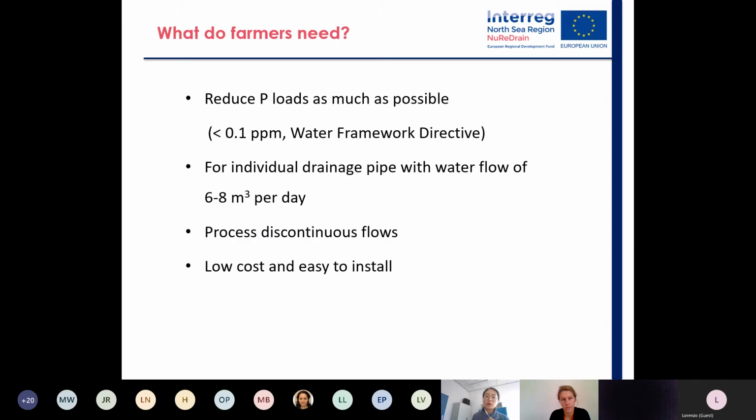To develop such a filter, what do farmers need? Of course, they want a filter with very high P removal efficiency to reduce the P loads as much as possible, at least smaller than 0.1 ppm to meet the standard from the Water Framework Directive. It should also be able to handle water flow of 6 to 8 cubic meters per day for an individual drainage pipe during the on and off season to process this continuous flow. Very important is to keep low cost and easy installation.